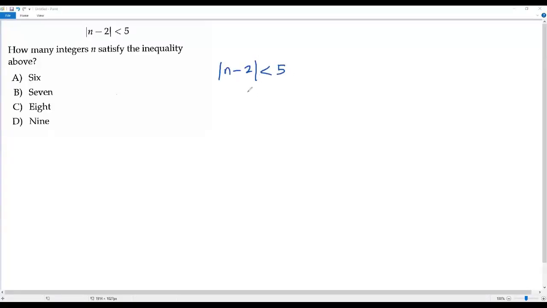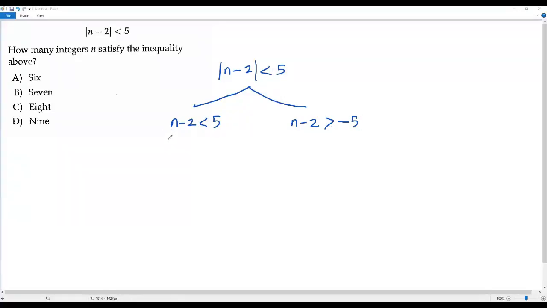Whenever I want to solve an absolute value inequality, I have to split up the given inequality into two branches. In both branches, I have to take the stuff inside the absolute value as it is, that is n minus 2. Now in the first branch, I take the inequality sign and the number as they are: n minus 2 less than 5. In the second branch, I have to flip the inequality sign, so it becomes greater than, and also change the sign of 5, so it becomes negative 5.